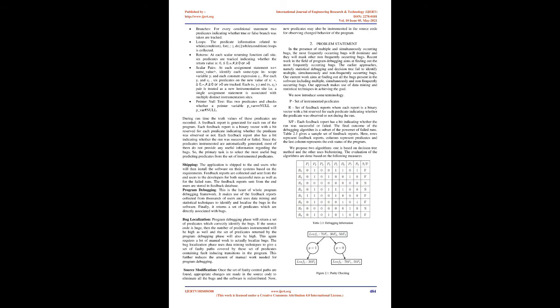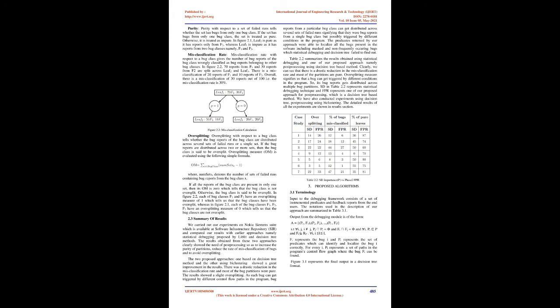Source modification: once the set of faulty control paths are found, appropriate changes are made in the source code to eliminate all the bugs and the software is redistributed. Now, new predicates may also be instrumented in the source code for observing changed behavior of the program.